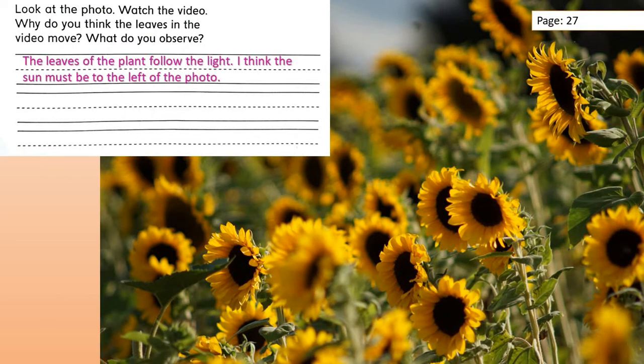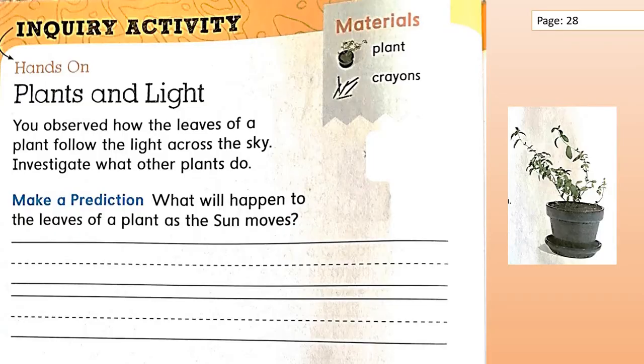So, grade 1, please, in your book, page number 27, be sure to write this in your book. Let's see the next page. In your book, page number 28, we have an inquiry activity to observe the plants. So, if you have plants in your home, try to observe how they follow the sun.